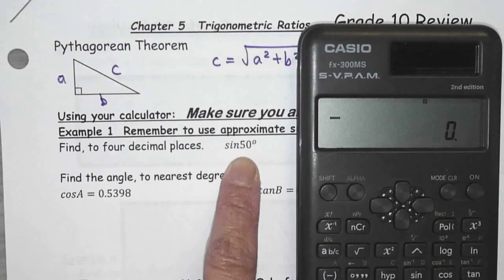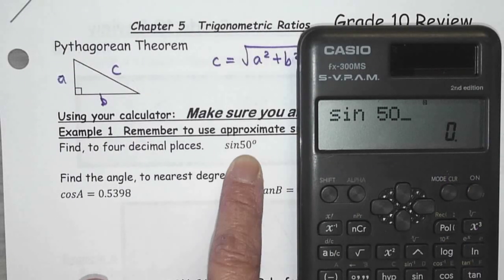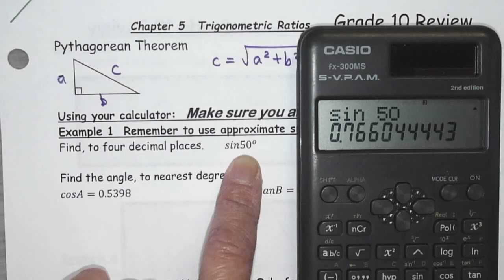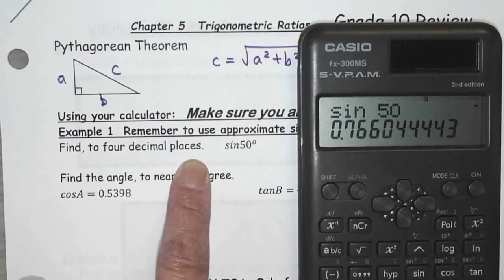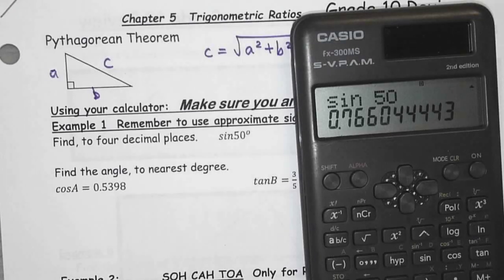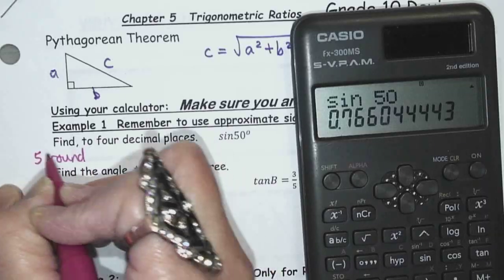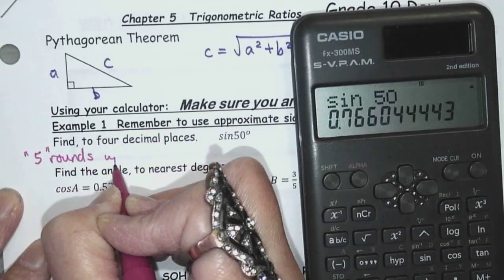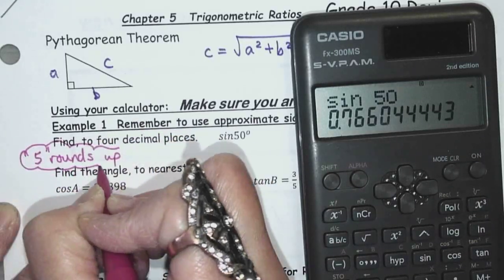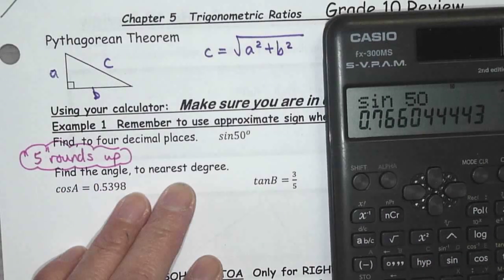So if we're on degree mode, we have sine of 50. So you're going to go sine of 50, and it's in degrees. So we got that, and you're going to press equals, and we want 4 decimal places. So when we do 4 decimal places, 5 always rounds up. So in math, we always round up. I know you learn different things in science class, but for math, always a 5 will round up, right? We never do anything other than that.